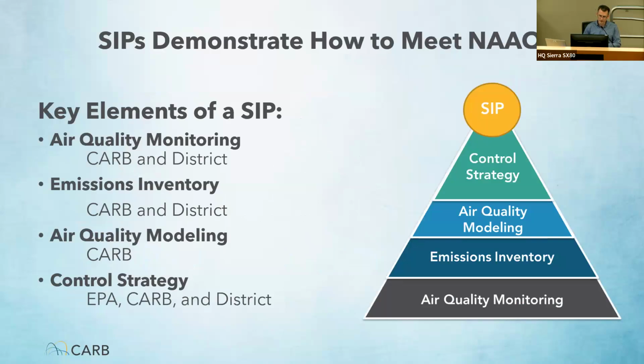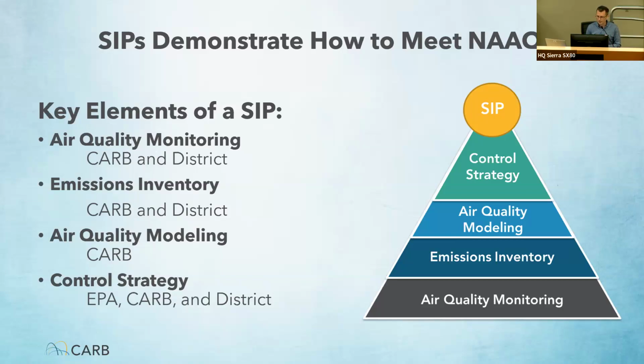So I've said the word SIP a few times. That's our state implementation plan. That's the framework for how you go from being designated non-attainment to eventually attaining the standard. And the SIP incorporates different elements in order to demonstrate that an area will come into attainment for a given air quality standard. The beginning of it is the air quality monitoring, just the same as the designation process itself.